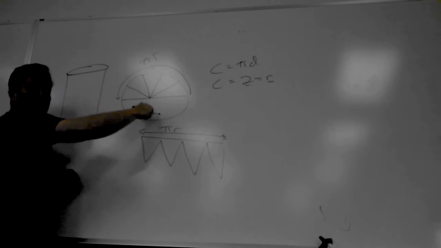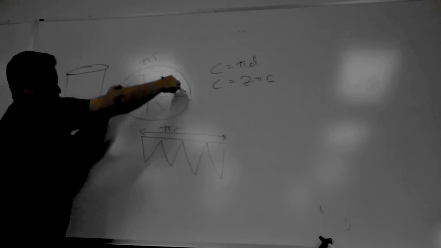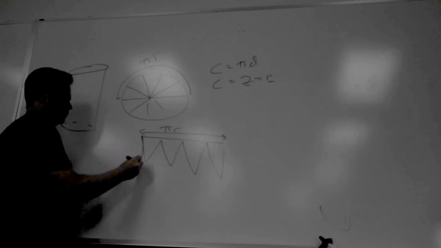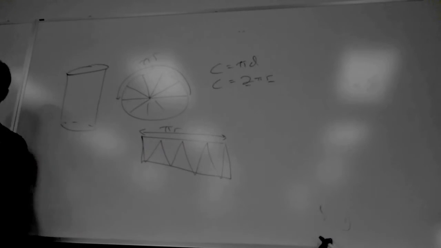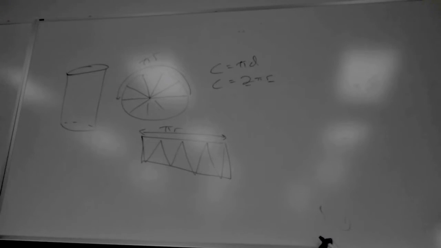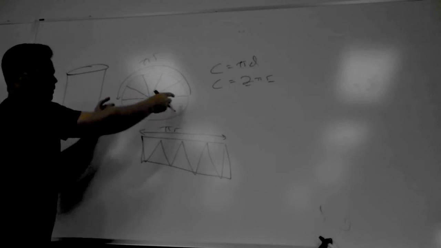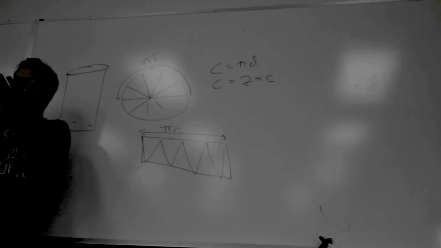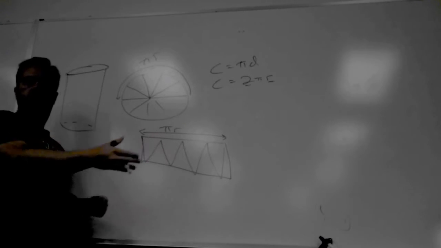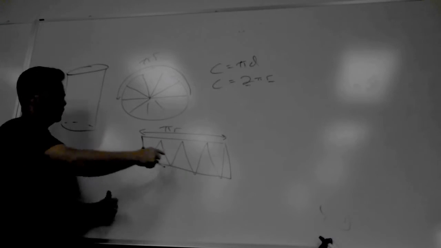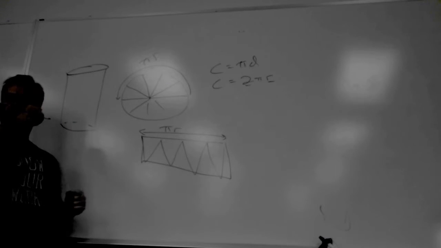I do the same thing here. Cut it, cut it, cut it, cut it, and I open it up and I put it there. You guys see what I just did? If I do the same thing on the bottom as the other set of teeth, and I just put it in there, right? So now this is the grill of the circle.